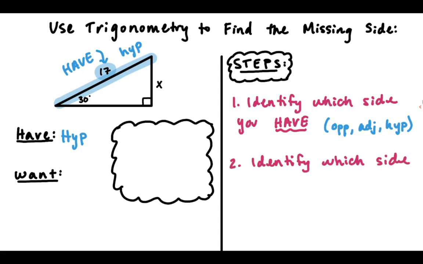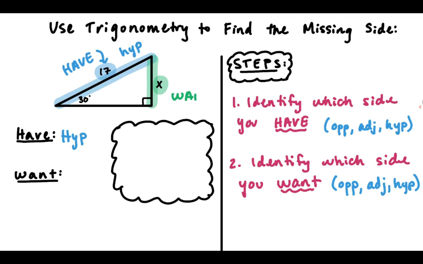So we're going to identify which side you want. And again, by identify, I mean, is it the opposite, the adjacent, or the hypotenuse? Okay, so let's look back at our triangle. This is the side that we want, the side with the variable. That's the side that we're looking for. So this is our want side. And which side of the triangle is that?